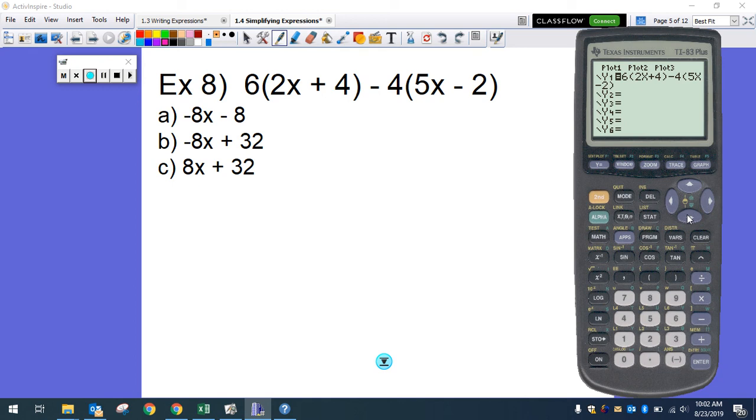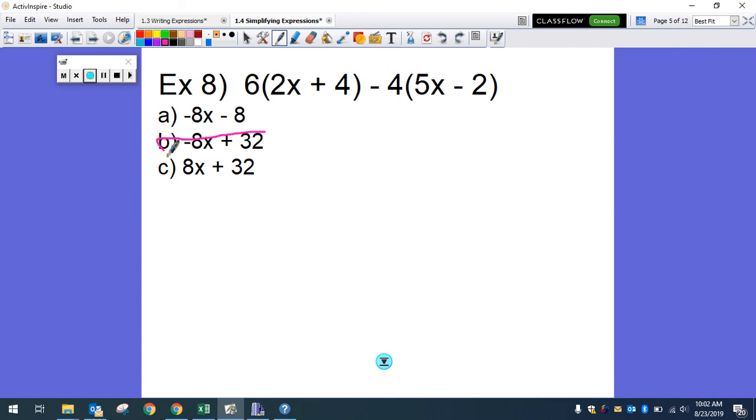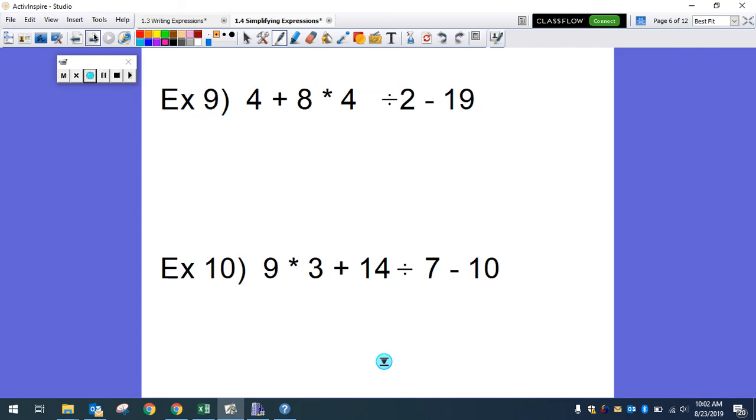And let's try these. Negative 8x minus 8. That's not right. Negative 8x plus 32. That's the answer. Yep, that's it. So B is the answer here. Okay, so that's how you do those in your calculator. Just graph them, see which graph matches.